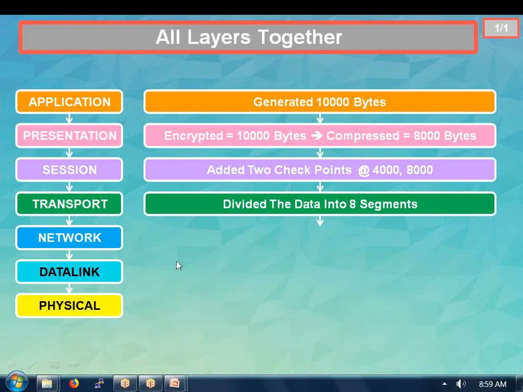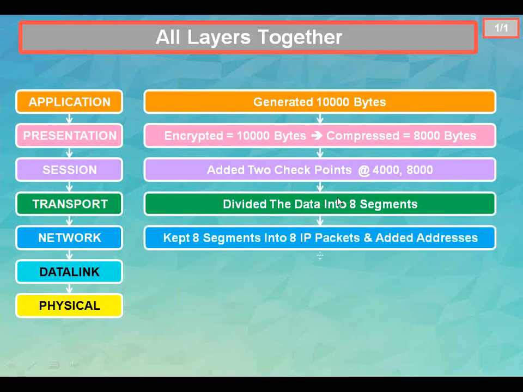Great. Then these 8 segments will go into the network layer. What is the network layer going to do? It is going to put the 8 segments into 8 IP packets. In each IP packet, it is going to add IP addresses. It will add the IP addresses for each packet. You have to send one after the other. How many IP packets are you supposed to send out? 8 of them you will be sending.